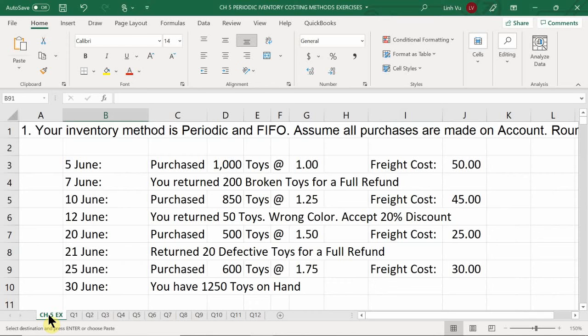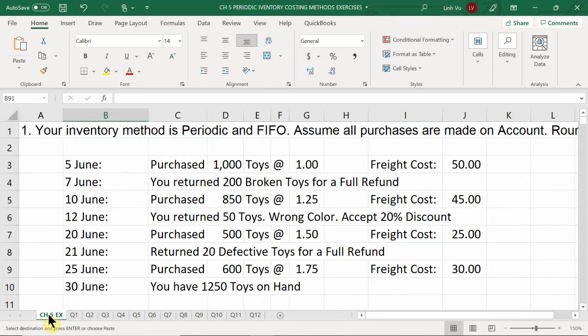Now, in this case, since the very first batch of inventory was already checked and verified that 200 of them were broken, the assumption here is that for the next purchase, the 850, I opened up all the boxes and found that 50 of them were the wrong color. So usually the rule is that if you are receiving inventory, any returns and allowances are going to be associated with the batch that you just purchased. Because if you think about it, do you think the vendor's going to let you return 50 units from the very first batch that you purchased?